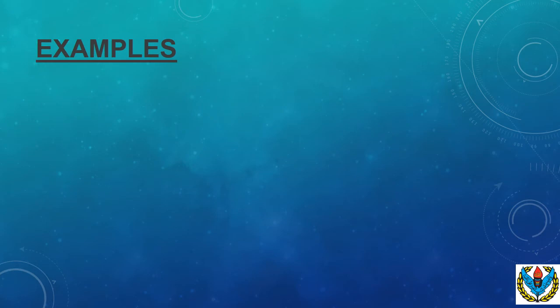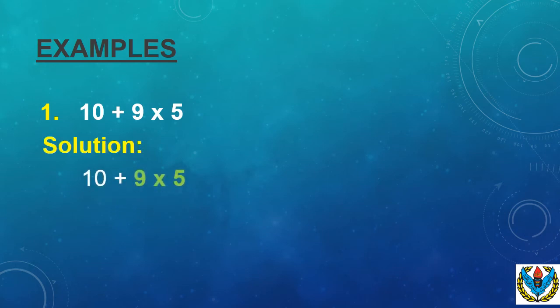Now we will solve the examples related to rule number 2. First example is 10 plus 9 multiply 5. Let's see the solution. Here there are two operations, addition and multiplication, and according to rule 2, if multiplication comes with addition, then we can use the Demas rule.